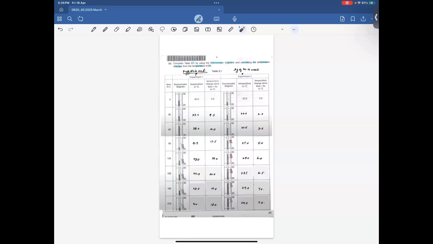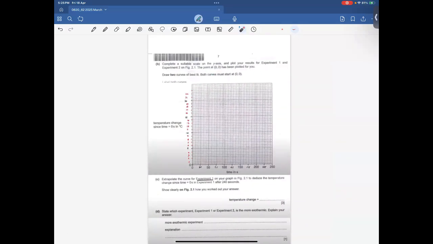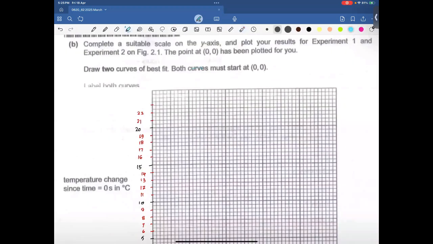Okay, data. All right. Graph. Complete a suitable scale on the y-axis and plot your results for experiment 1 and experiment 2 on figure 2.1. The point 0,0 has been plotted for you. Draw two curves of best fit.